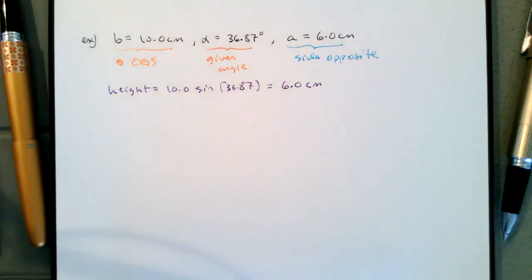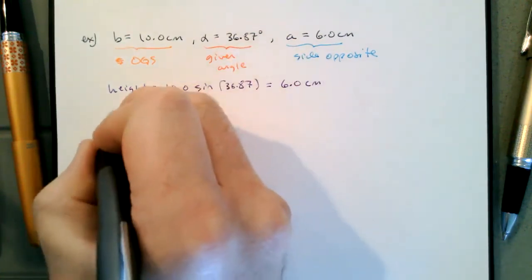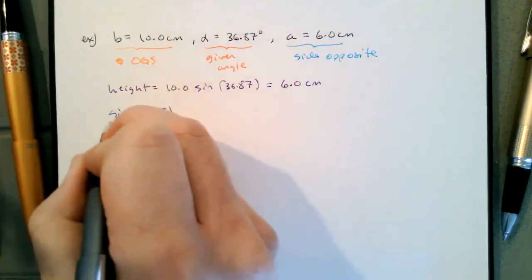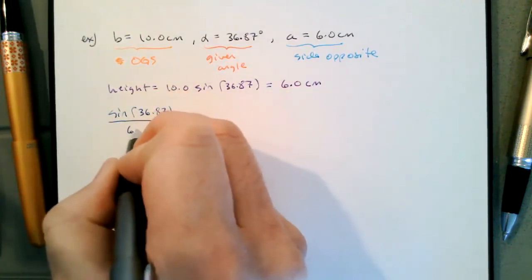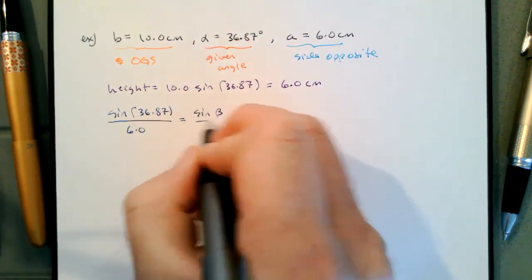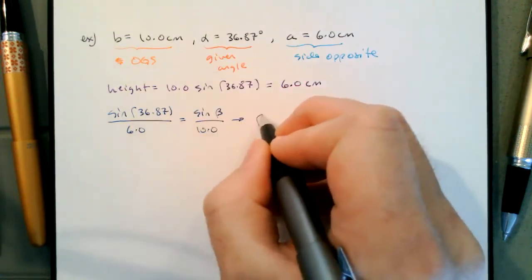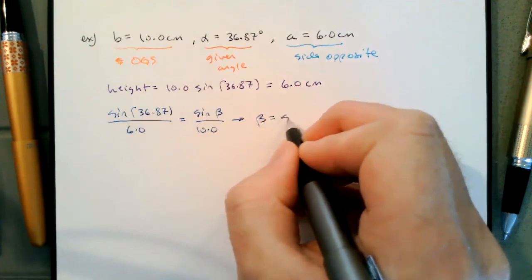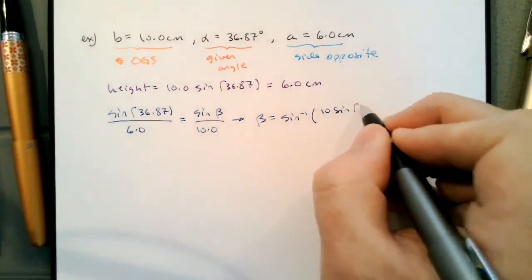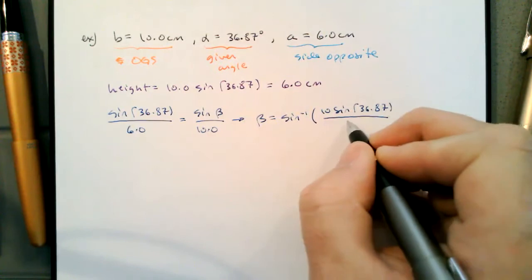So we have a set of opposing information. We've got an alpha and an A. So let's take the sine of 36.87 divided by A, and that's going to equal the sine of beta divided by 10. So beta will be the sine inverse of 10 sine of 36.87 divided by 6.